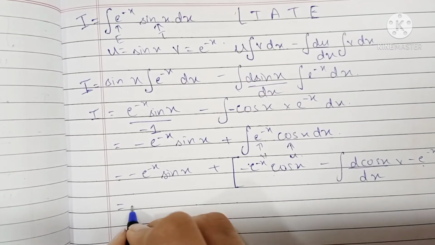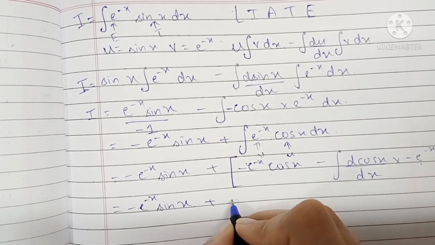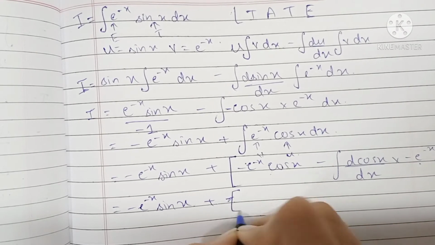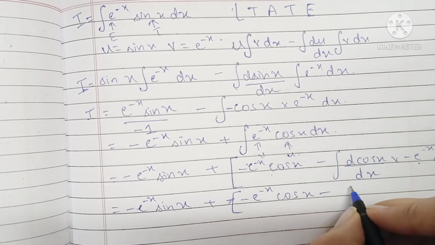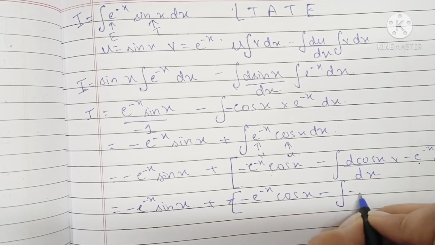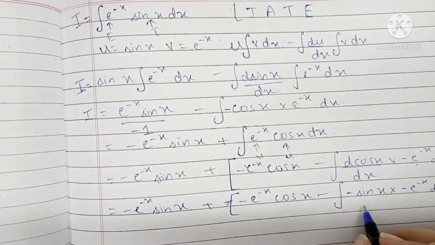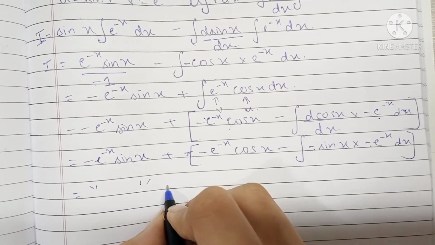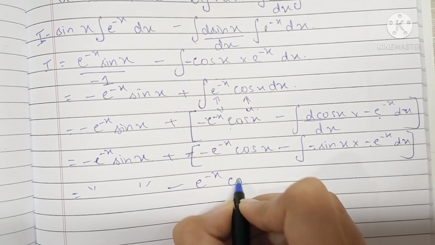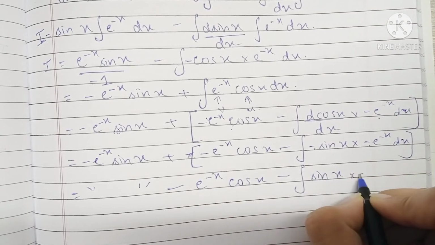Okay, so this becomes e raised to minus x minus sine x plus minus, let's just keep this in the bracket for now. So this becomes minus sine x into minus e raised to minus x. Now the minus and minus will turn into a plus sign, obviously. This is the same thing. Minus e raised to minus x cos x minus this becomes sine x into e raised to minus x.